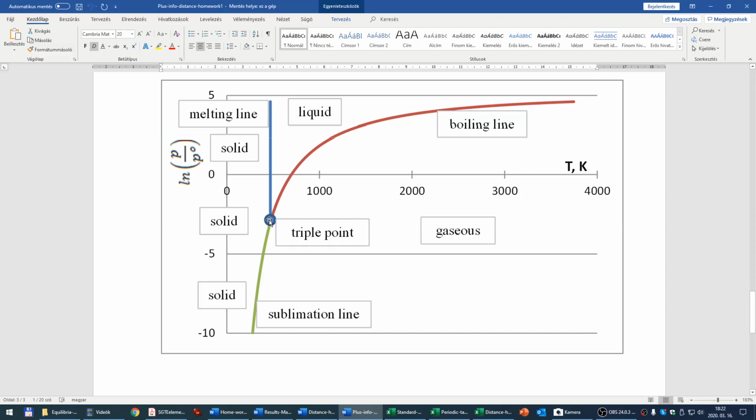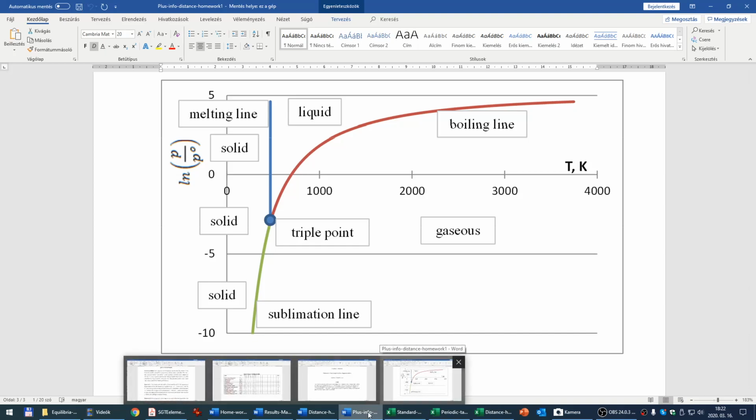From the triple point up vertically goes the melting line, at which the solid and the liquid phases are in two-phase equilibrium. Left from the melting line you have a one-phase region of solid equilibrium state, and right from the melting line you have the one-phase region of the liquid equilibrium state. Similarly, you have the boiling line separating liquid and vapors, and you have the sublimation line separating solid and vapor phases, which we also call gaseous phases. So this is the task.